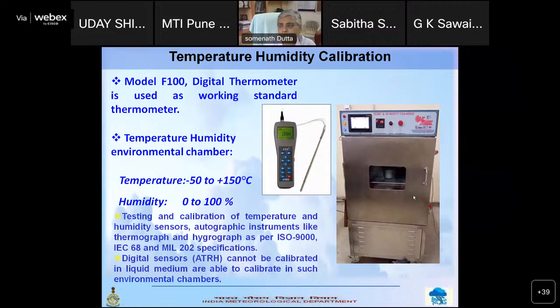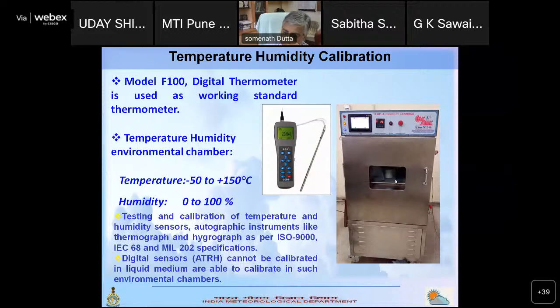Inside the chamber, we create the atmosphere, like temperature and humidity, and with the help of the standard probe, you put it inside the chamber, and the instrument we have to measure, the DUT, device under test, we keep in the chamber. We increase the temperature by 10 degrees, 20, 30, 40. It will show the temperature on the standard, and on the chart or any digital instrument here also. You note down both readings, and you calibrate the instrument likewise.